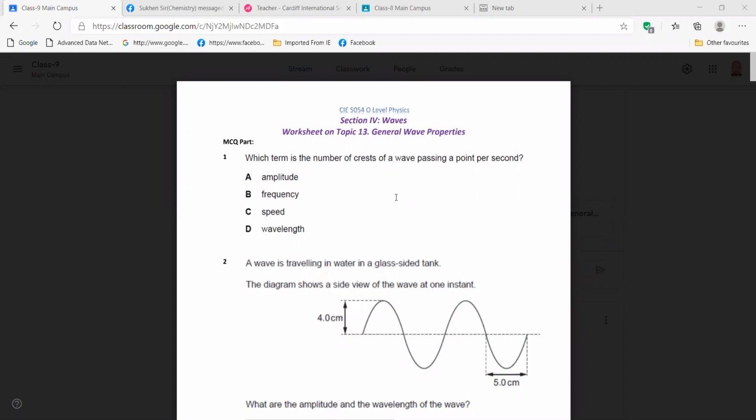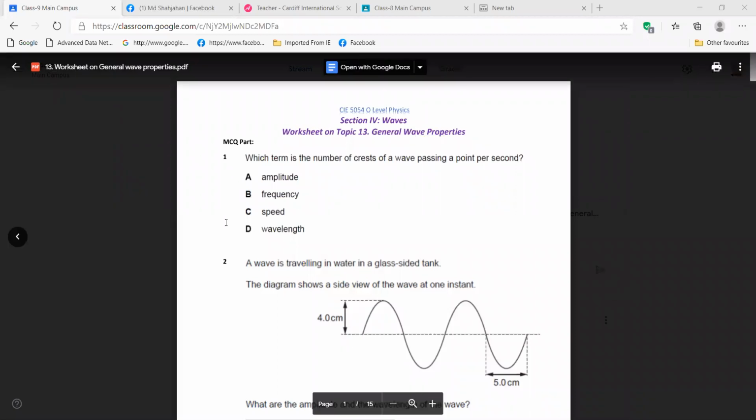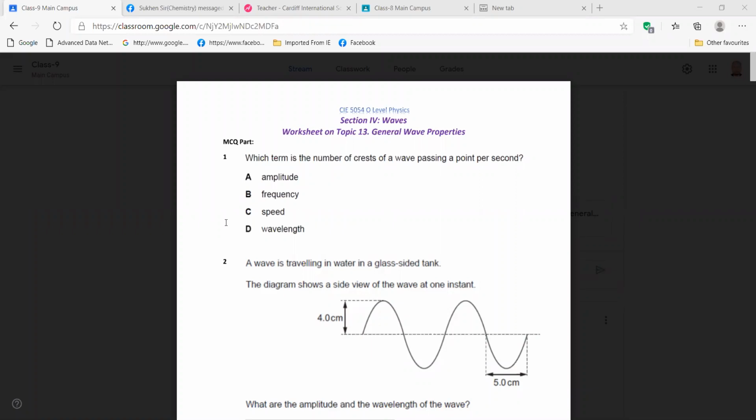Farabi. Hello, Farabi. Sir, I have to go with B, sir. Yeah, Farabi. Where is Farabi? Yes, sir. Farabi, did you watch the recordings? Yes, sir. The classes you missed, you should check out the recordings. Then you can understand everything. So what is your answer, Farabi, this one? Sir, B, frequency. Okay.